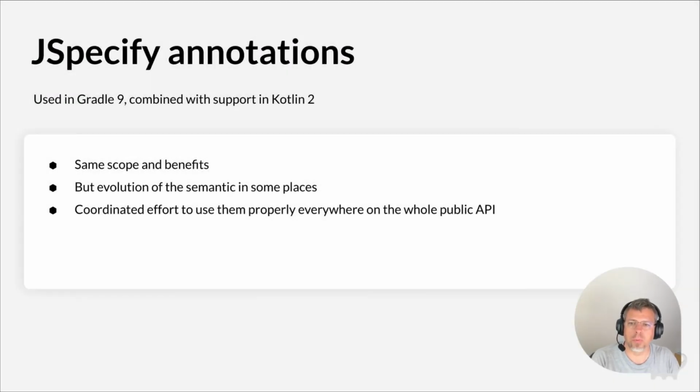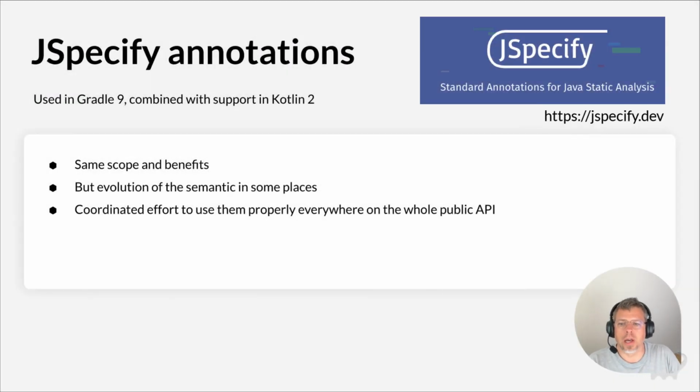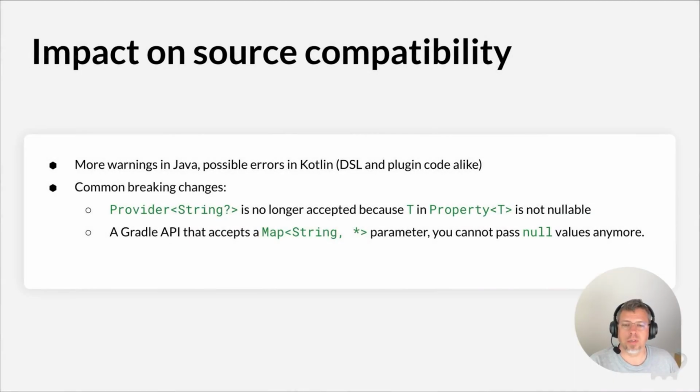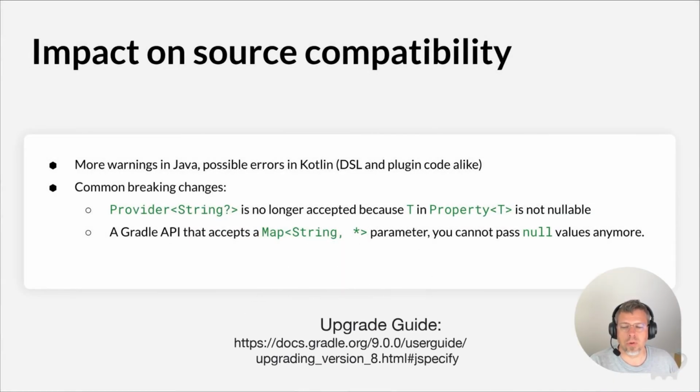With Gradle 9, we're adopting JSpecify annotations, which gives us better semantics. They have the same scope and benefits, but we effectively have those extra cases covered. And also there is a deeper integration with Kotlin, especially with Kotlin 2 and above. And so we've done a coordinated effort to use them properly everywhere on the whole public API, but this may have consequences on source compatibility of your existing build scripts or plugin code. You could get more warnings in Java and possibly some errors in Kotlin, both for DSL and plugin code alike.